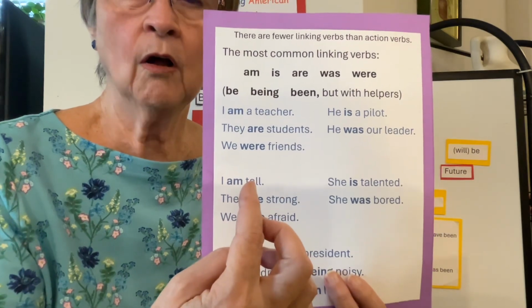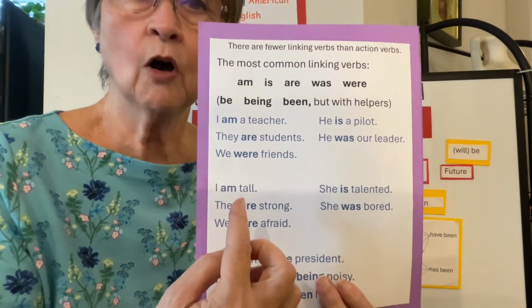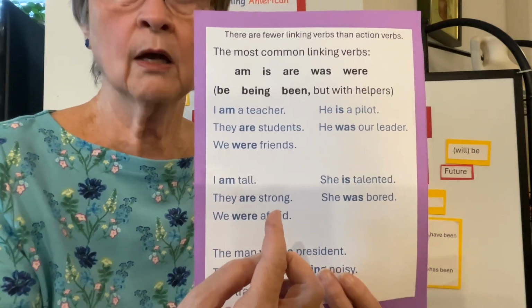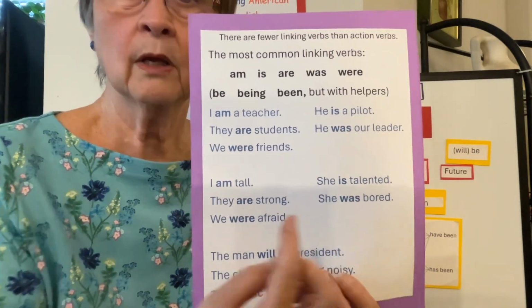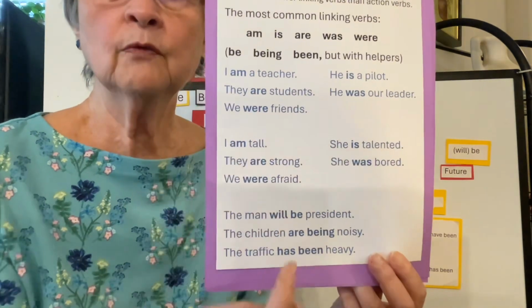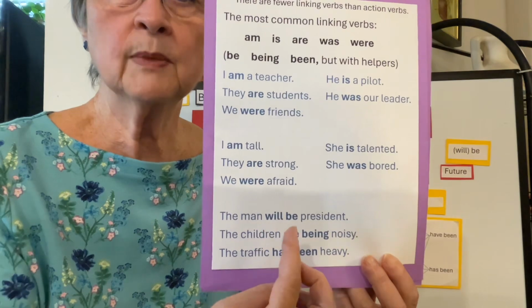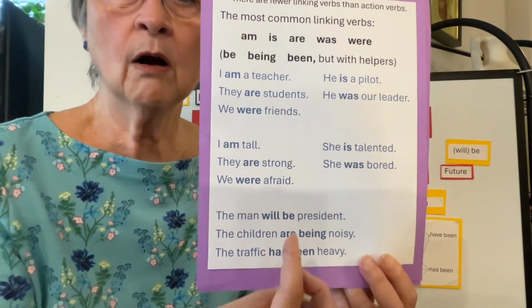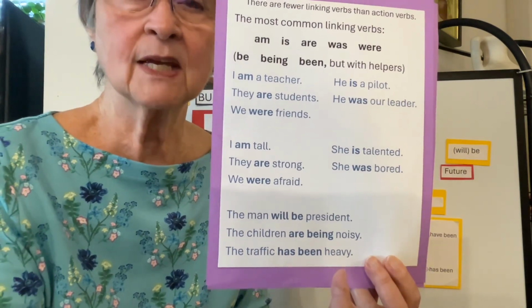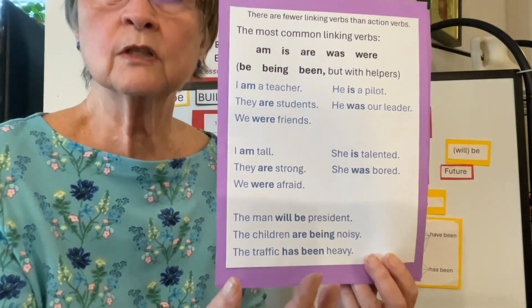I am tall. Now we're going, instead of renaming, we're going to describe in this section. I am tall. She is talented. They are strong. She was bored. We were afraid. Describing the subject. And if we use one of these with a helper, this one is a noun, these two are adjectives. The man will be president. The children are being noisy. The traffic has been heavy. So these describe situations where we use linking verbs.